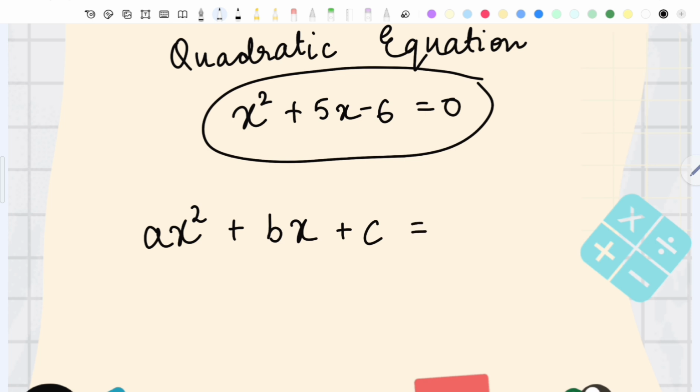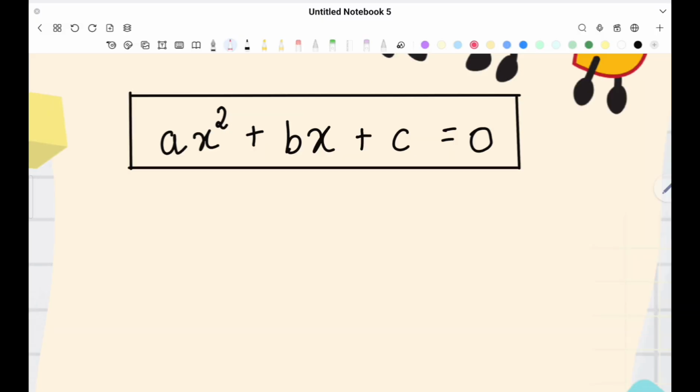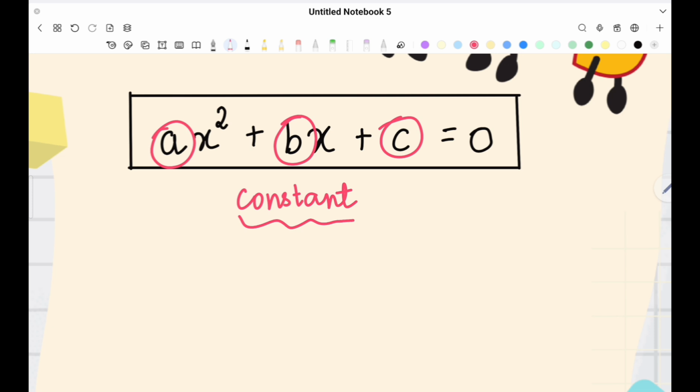Any equation which has highest power of the variable 2 is called a quadratic equation. Here a, b and c are constants, whereas x is the variable. Let's start and stay till end because I will cover each and every topic which may appear in exam from quadratic. So, as I told you, these are constants.